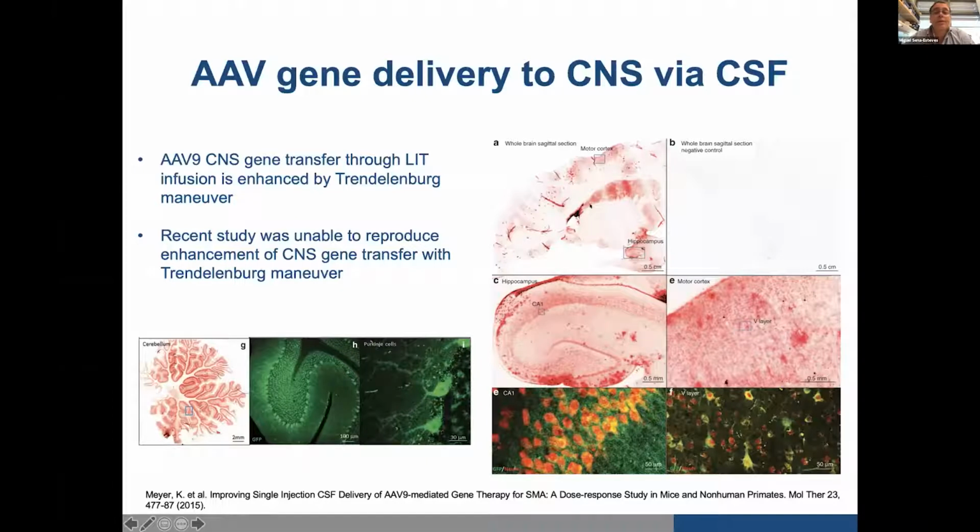Okay. So anyway, you can see here in figure A the transduction, so cells that are expressing the marker gene in the cortex. You can see higher magnifications here on the bottom. But one thing that you can appreciate in panel A is that the deep brain structures really are left almost untouched. So this is something that one has to consider in using AAV9 for a CSF delivery approach.